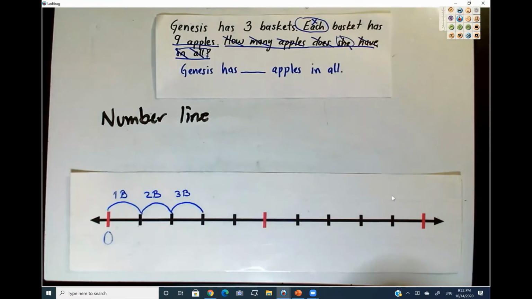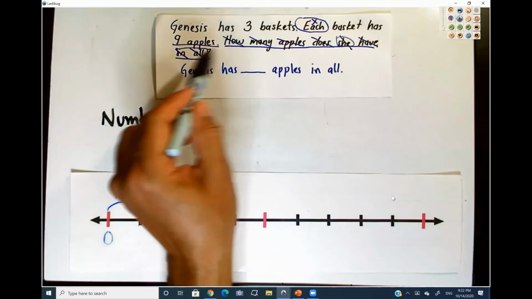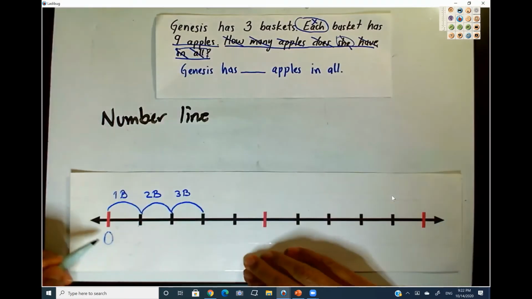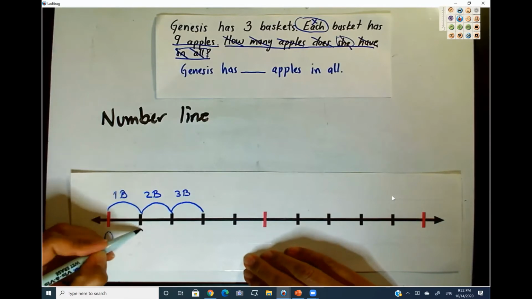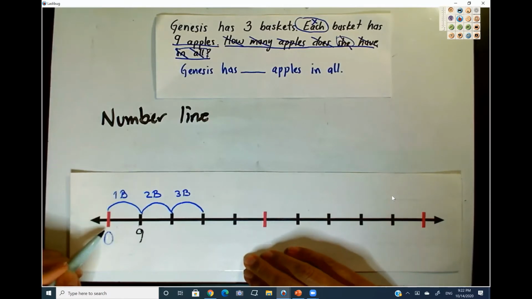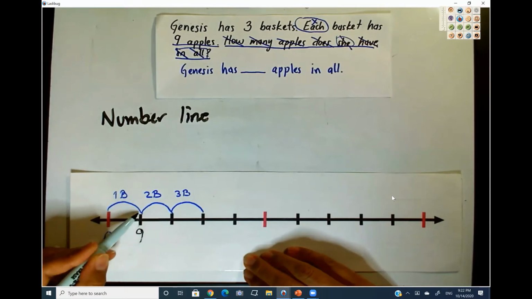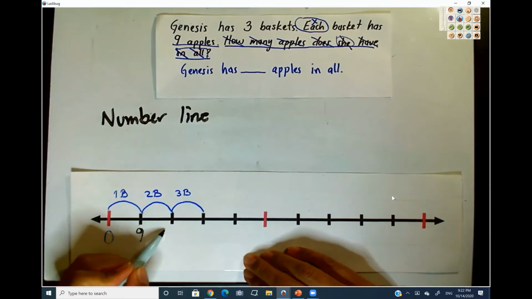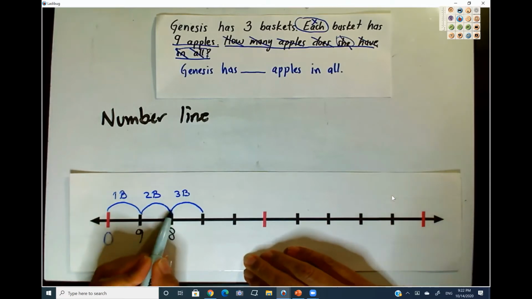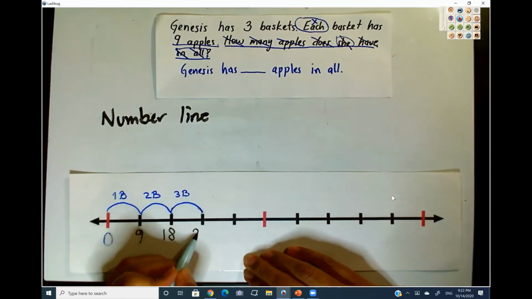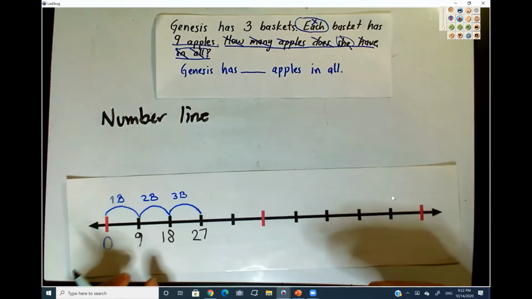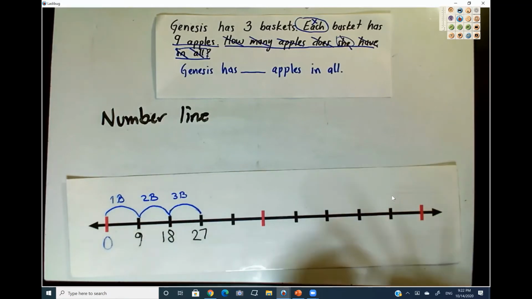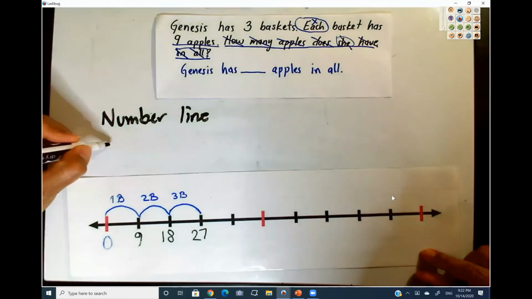Now I know that each basket has 9 apples. So the first jump is going to represent the 9 apples in the first basket. So when I jump from 0, the first basket is going to be a jump of 9. So I have 9. If I jump again 9, it's going to be 18. And if I jump one more basket, it's going to be 27. So this is how you represent it. Now that's going to be the same as if we do skip counting.